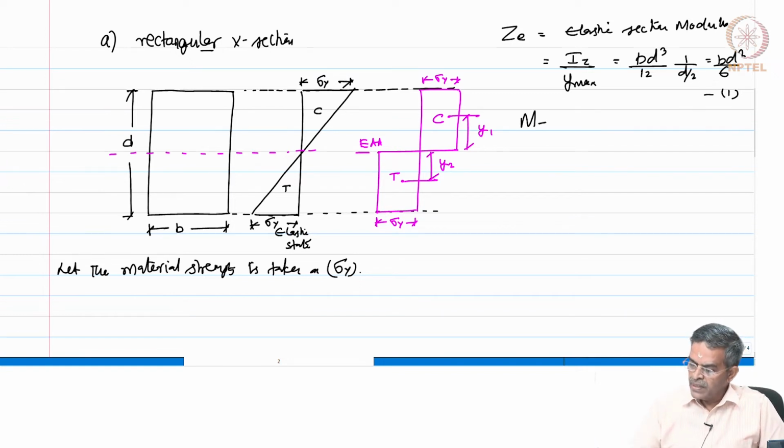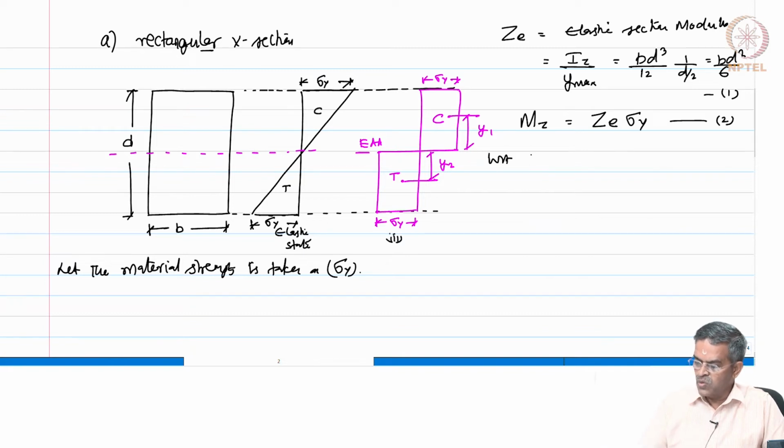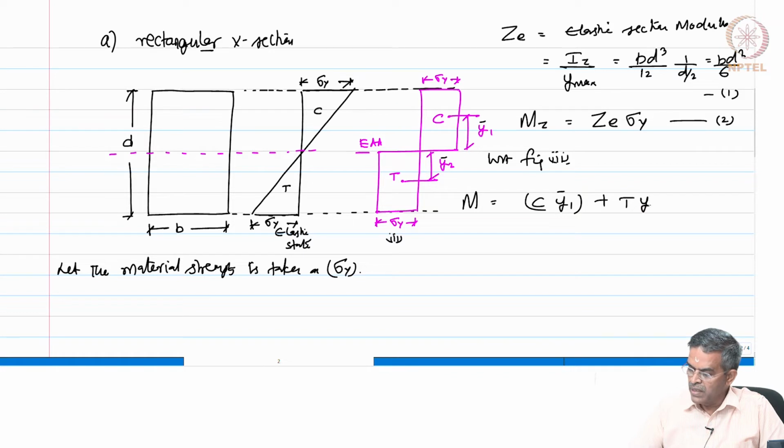If you want to find the elastic moment capacity, this is given by a simple expression: this section modulus multiplied by the corresponding stress, we know that. Let us look at the plastic stress distribution, figure 3. So now with reference to figure 3, let us find the moment, which will be equal to C into y bar 1 plus T into y bar 2. Since C is equal to T, this is twice C into y bar 1.